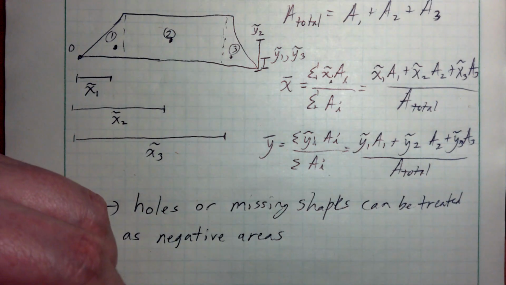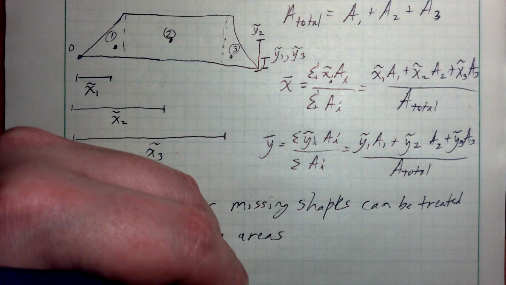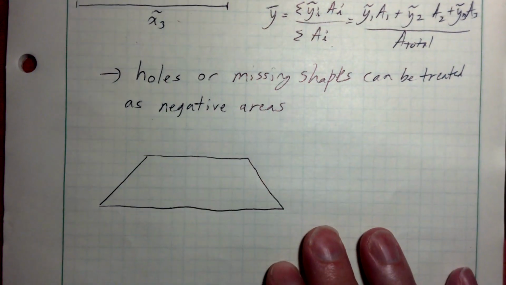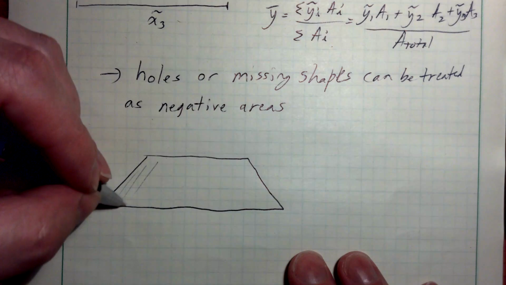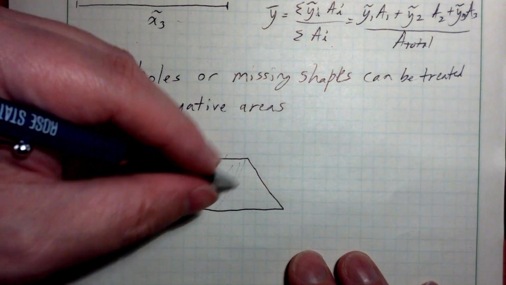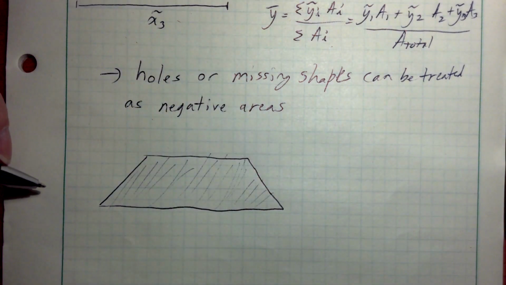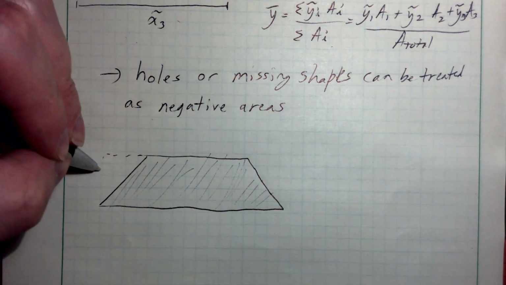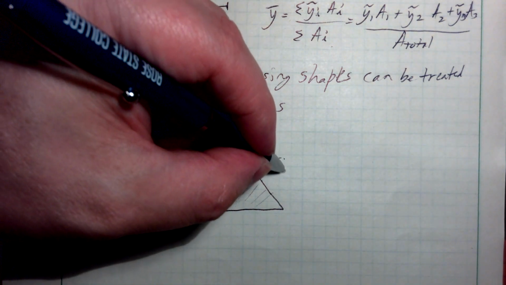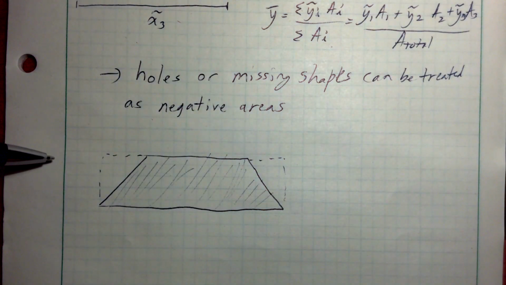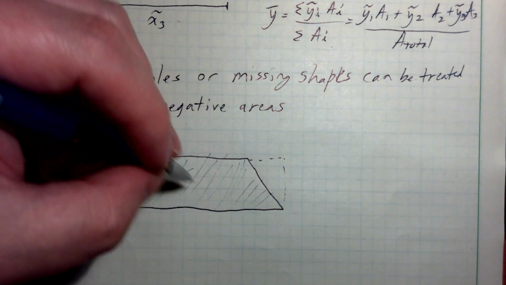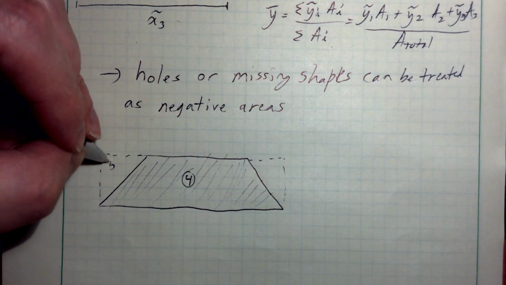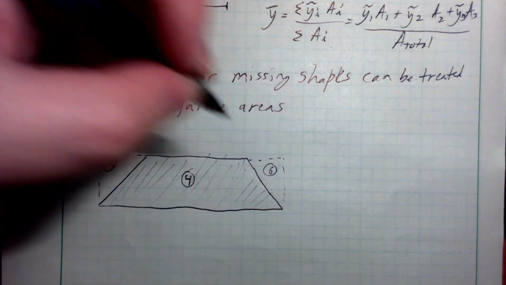But maybe I've got this shape here. Same shape. And I say, you know what? Oh, you can't see that. I apologize. If this is my shaded area, what if I say that's basically a big rectangle with two missing triangles here? So I would say the whole area would be, let's say, 4. And we could say this is 5, and this is 6.